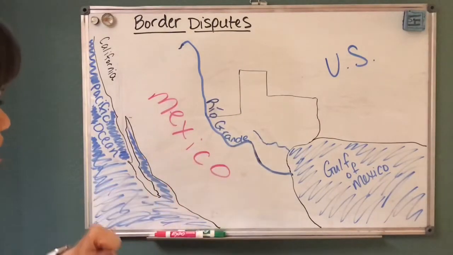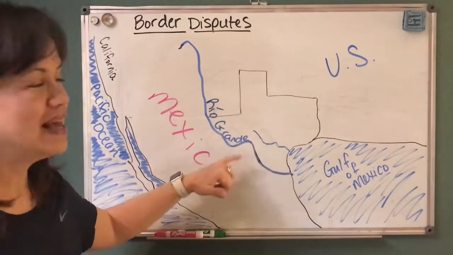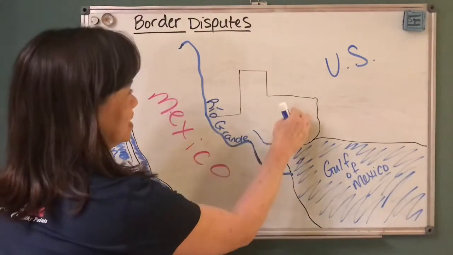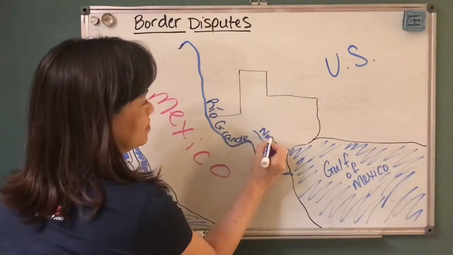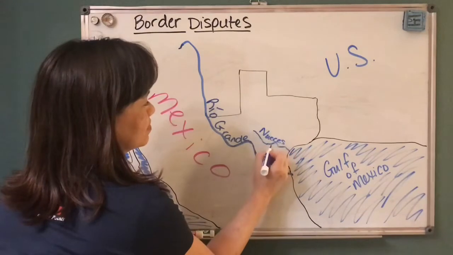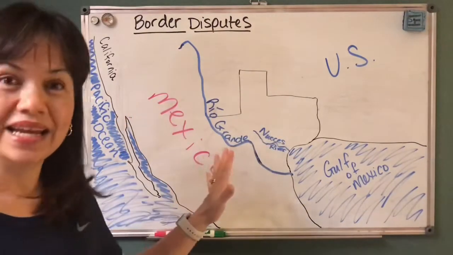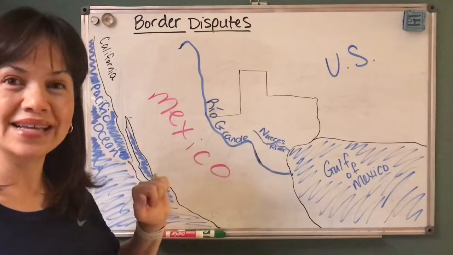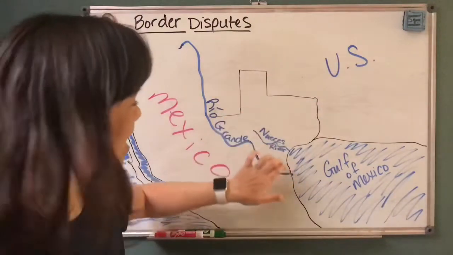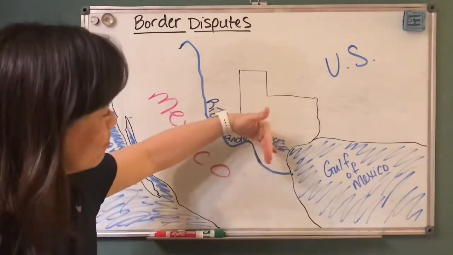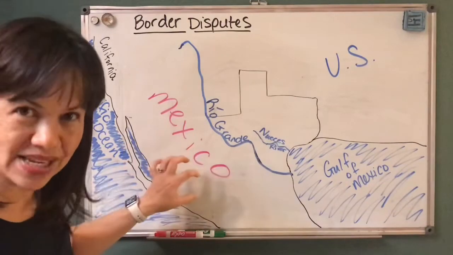Now, Mexico, on the other hand, said that Texas's border didn't go that far west. They said that Texas's westernmost border stopped at the Nueces River, so right here. They said if Texas is annexed to the U.S., then the U.S. had all of the land northeast of the Nueces River, and everything southwest of that river still belonged to Mexico.